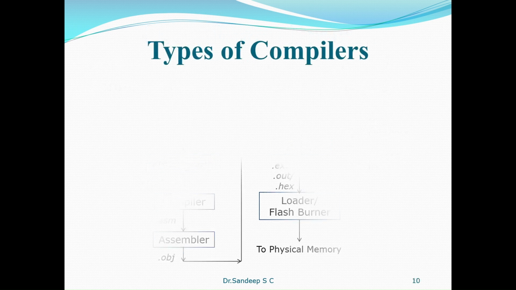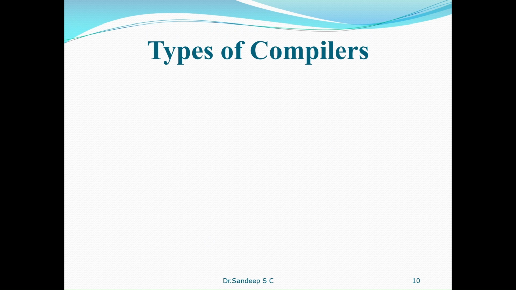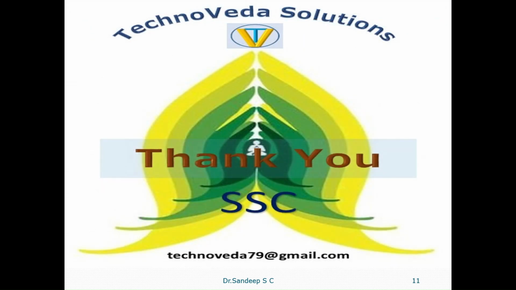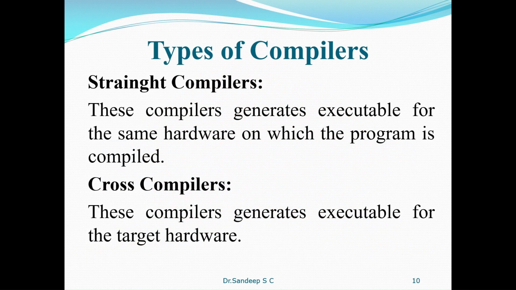Based on whether we want to execute it on the native hardware or the target hardware, we have two types of compiler, that is the straight compiler or the cross compiler. In the case of a straight compiler, the execution happens on the same machine where the program is compiled, whereas in the case of cross compilers, the execution happens on the target hardware and compilation happens on the native hardware.